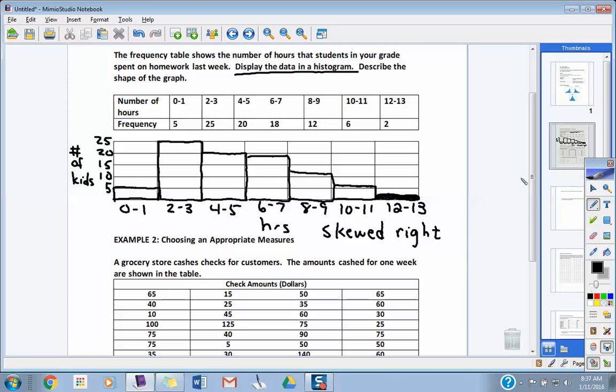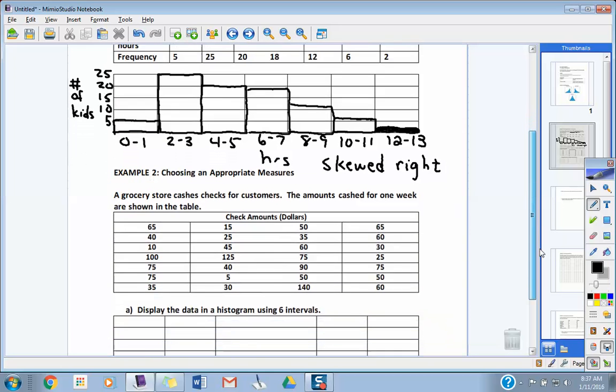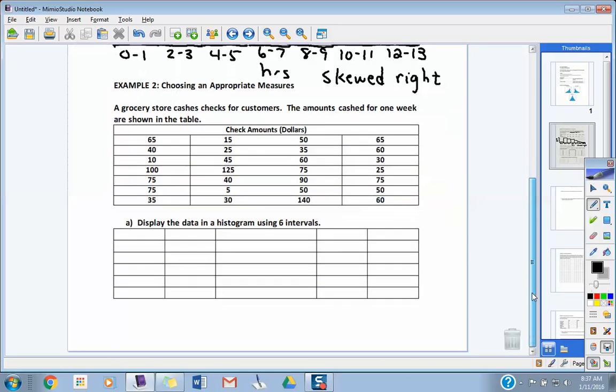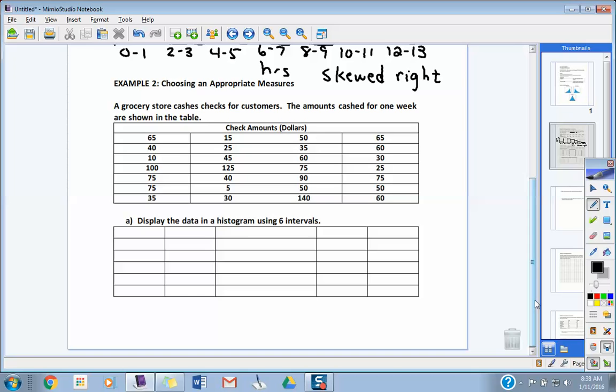Okay. All right. Example 2 then, guys. Choosing an appropriate measure right here. It says a grocery store cashes checks for customers, and the amounts cashed for 1 week are in a table shown below. Okay, a lot of different values. And it says display the data in a histogram using 6 different intervals.